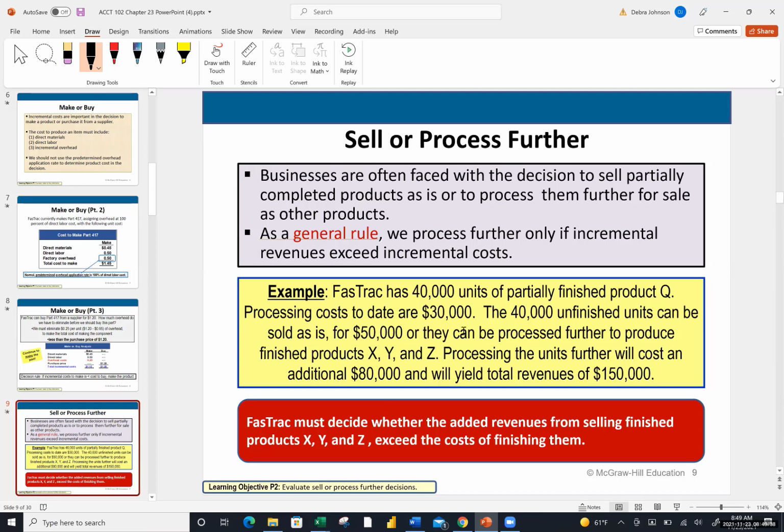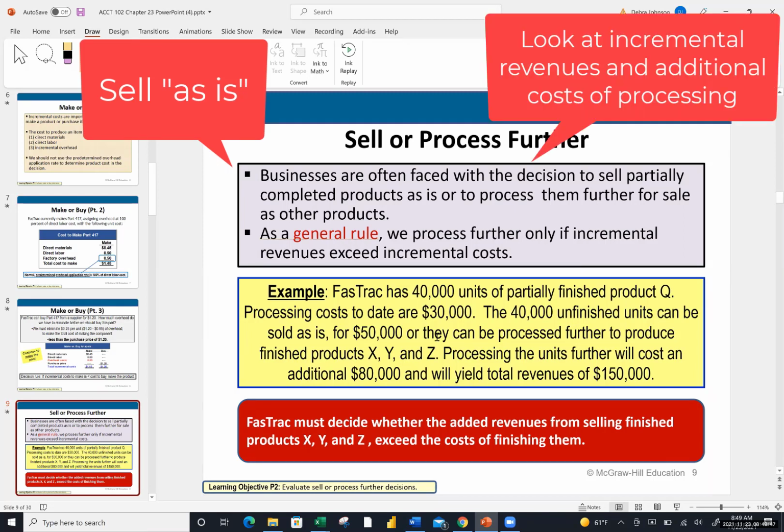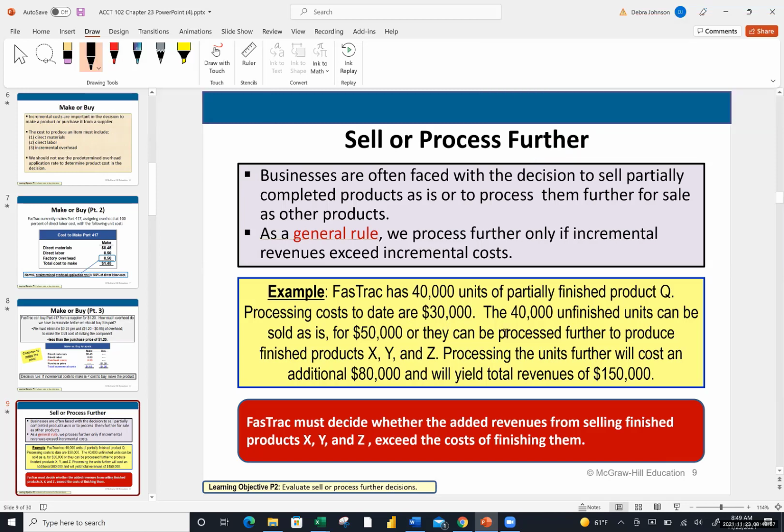So we would be looking at this from a profitability standpoint by looking at the incremental costs of processing it further and comparing it to the revenue of just selling it now. So let's read through this and make sure we understand. It says they have 40,000 units of partially finished product. The processing costs to date are 30,000.